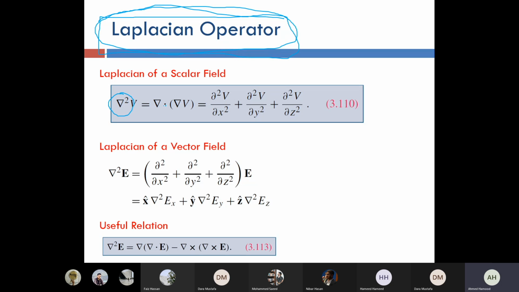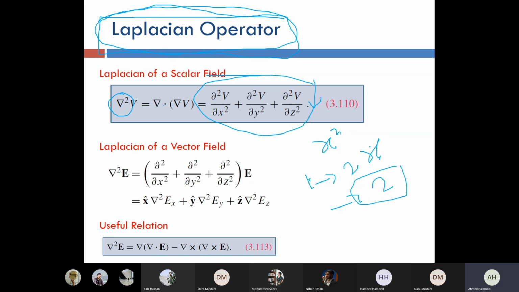So del dot del V, so you have to find the second differential equations. Second differential, I know you already know, right? For example, if you have x squared, what is the derivative of x squared? The first derivative is 2x, the second derivative is 2, isn't it? So this is the second derivative, which is this part. So be careful, guys. As I mentioned to you, you need to understand it. I don't think it is going to be included in any of your exams.